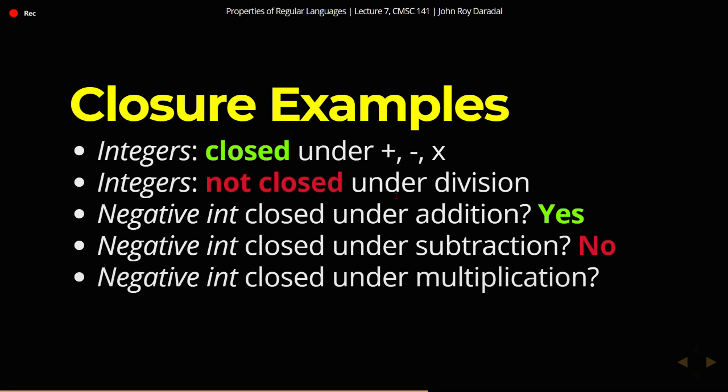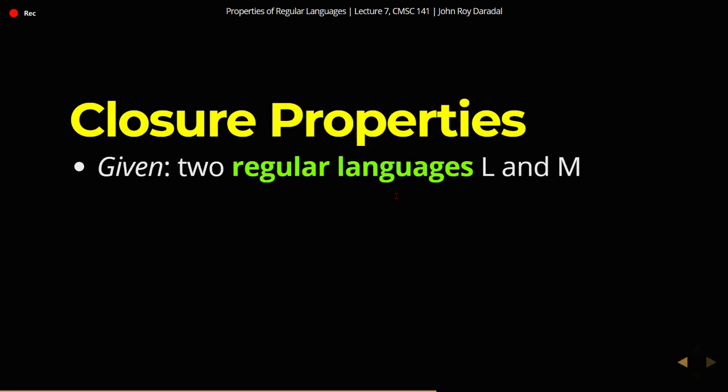How about under multiplication? Are negative integers closed under multiplication? It's also not closed under multiplication because, for example, if you take negative 5 times negative 3, that would be positive 15. So it's not a negative number. So it's not closed under multiplication. Hopefully that makes you understand the concept of closure for operations better.